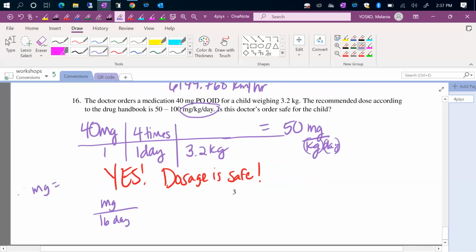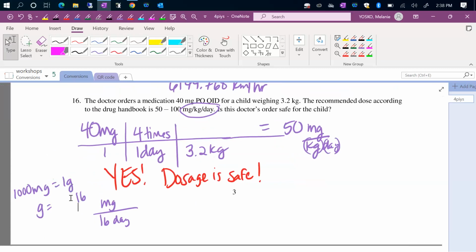So when we are going from milligrams into grams, we're going to a bigger unit, right? So we should be going to a smaller number, right? There are 1,000 milligrams in 1 gram. Notice, bigger unit, smaller number.